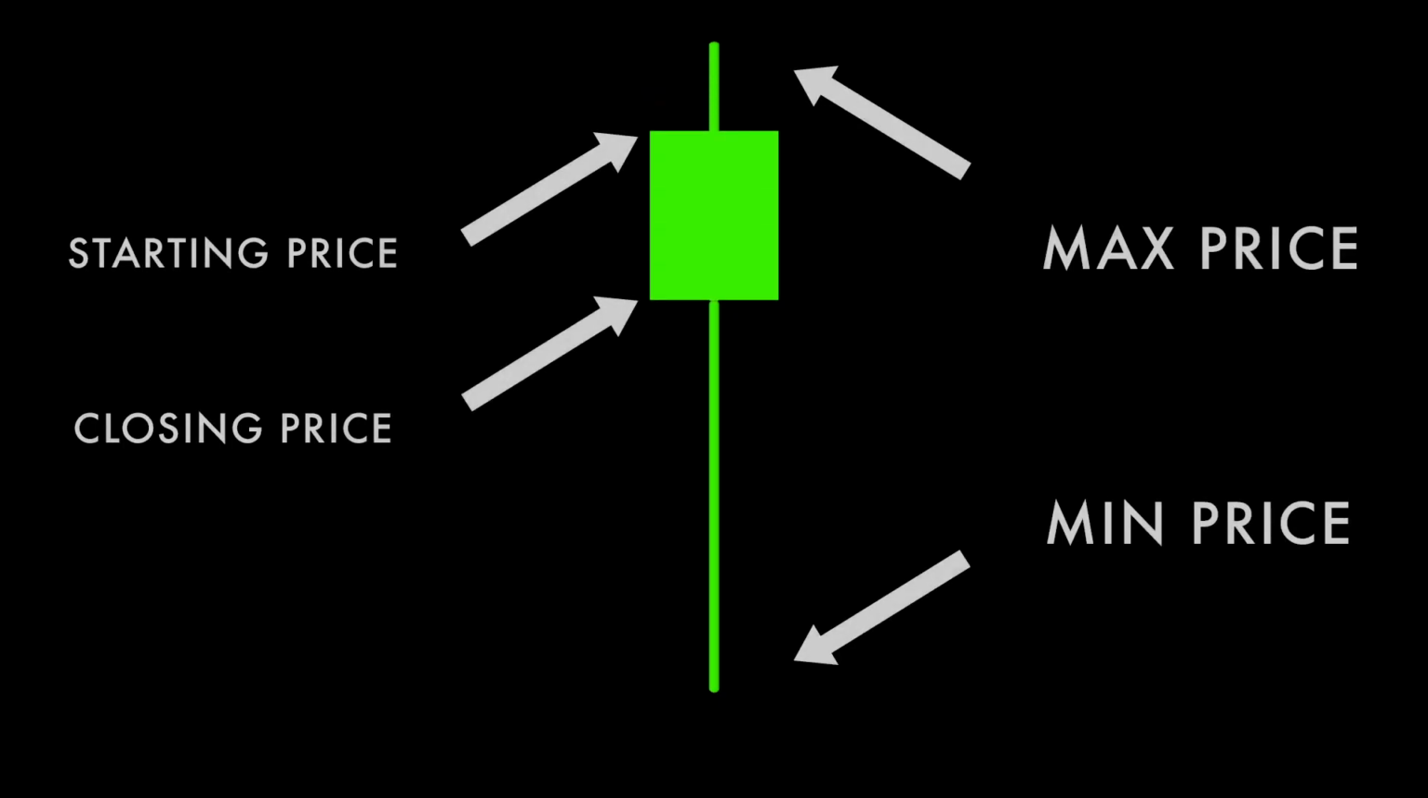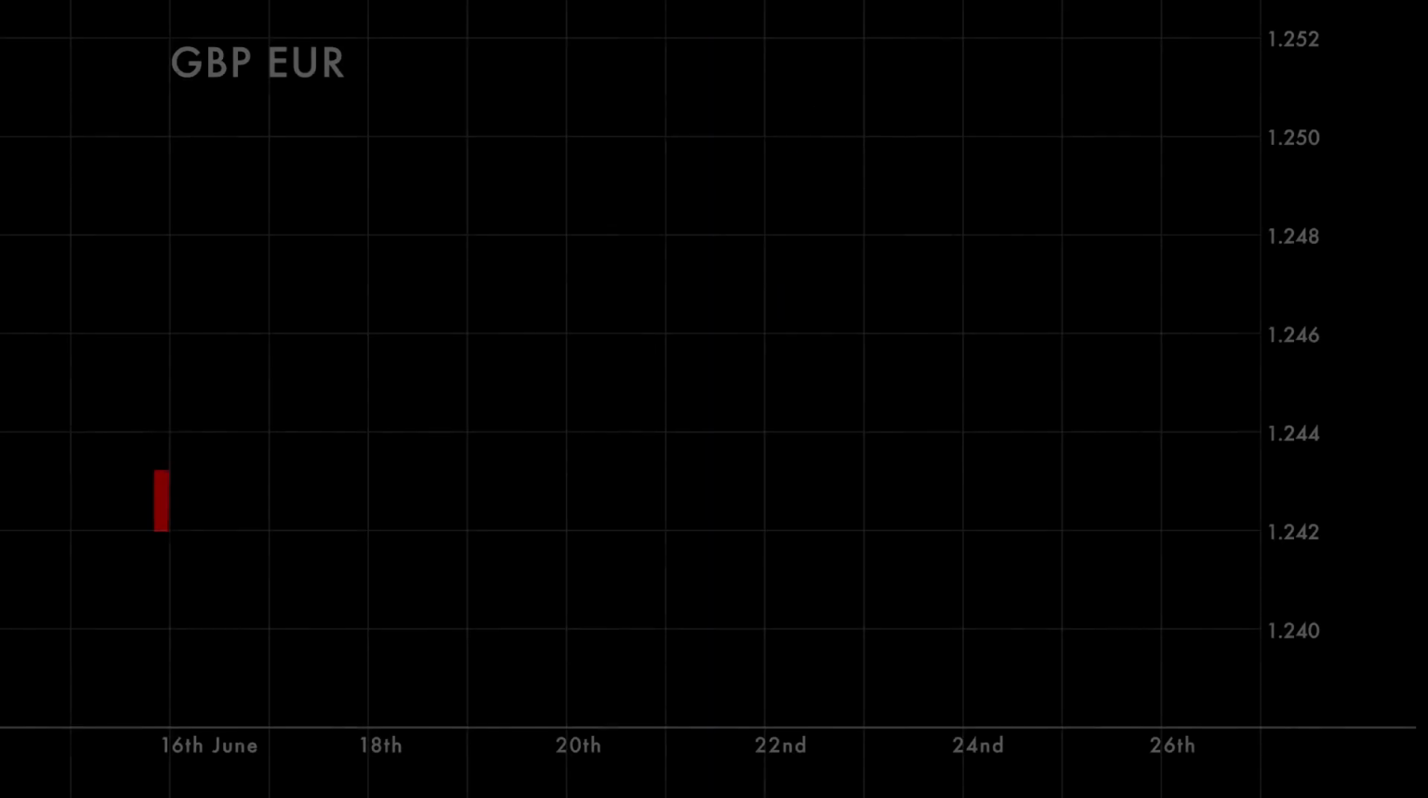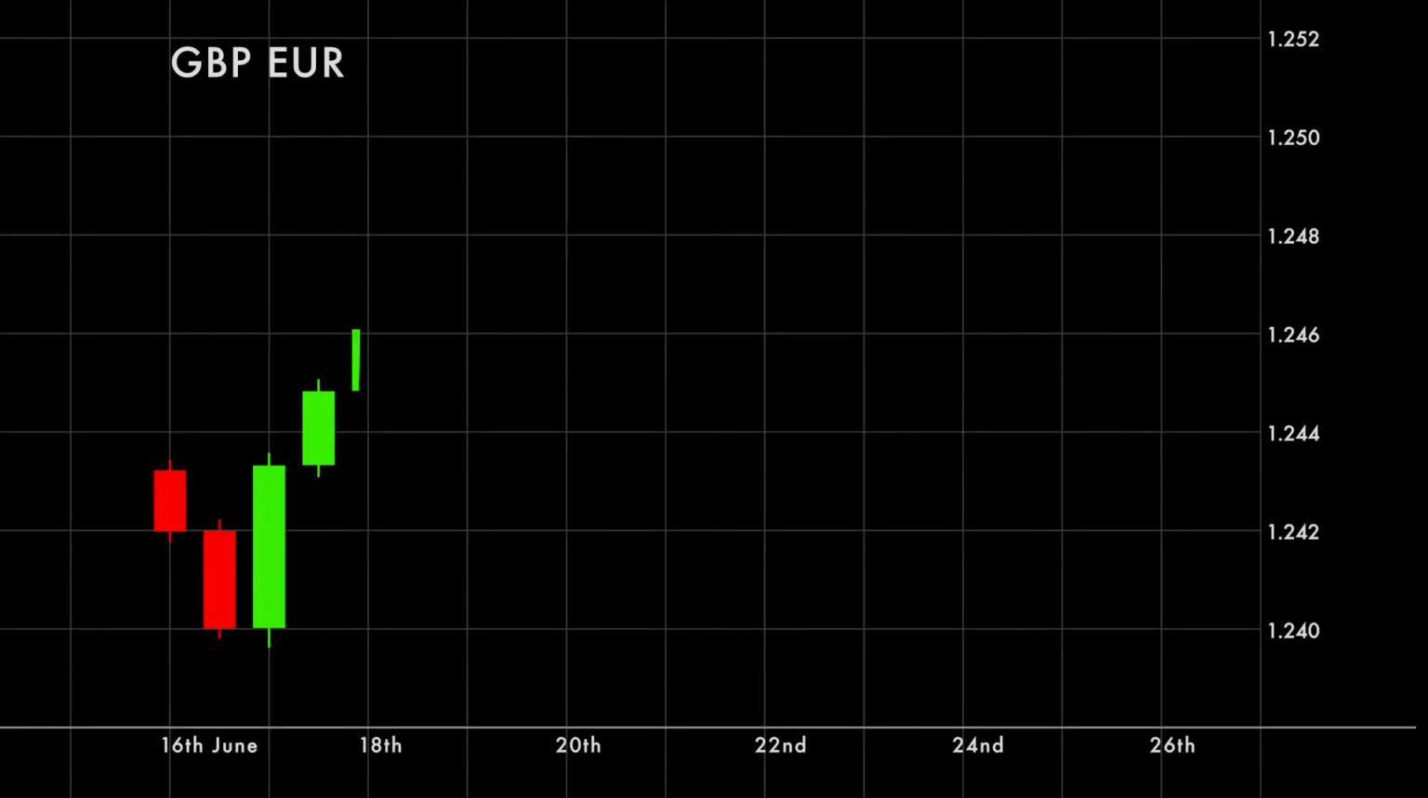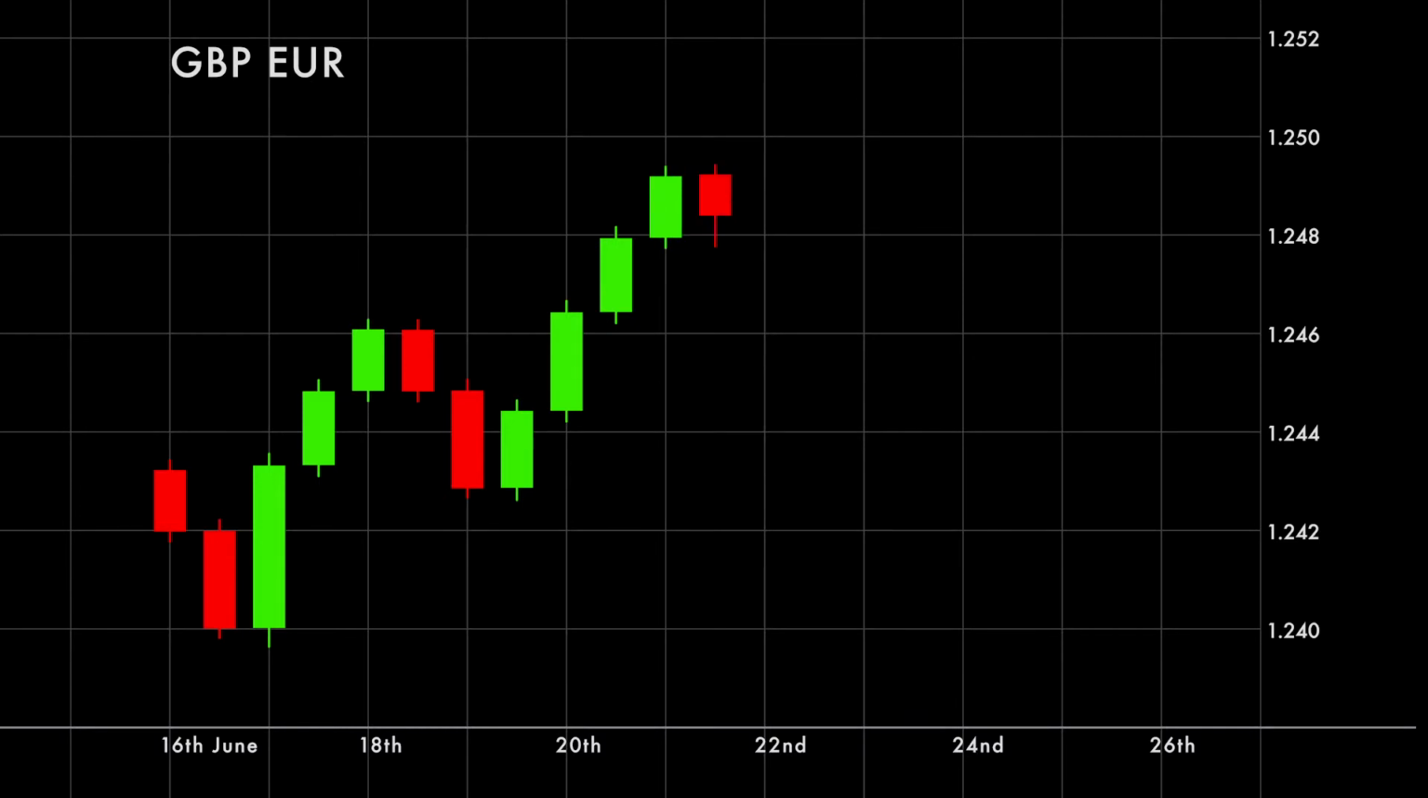It's simple, isn't it? However, quite a lot can happen in a day. So as well as showing us the starting and ending price, the candle can also show us what the maximum and minimum prices were across the day. See the wick on those candles? That's what they show us, hence the name candlestick. Candlesticks are most useful when you put a few days together. That's when you can start to spot patterns, and patterns mean opportunities.